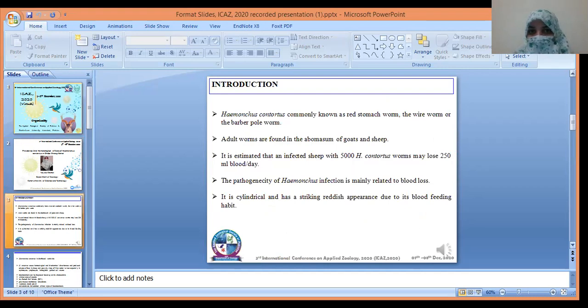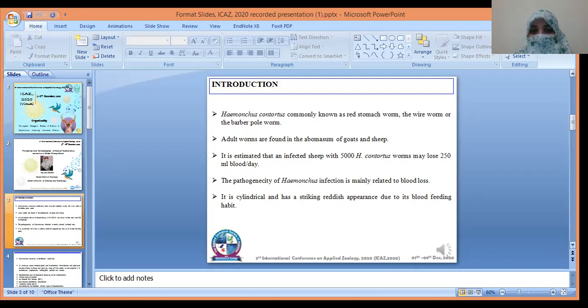Introduction of my research topic: Haemonchus contortus, commonly known as red stomach worm, wire worm or the barber pole worm. Adult worms are found in the abomasum of goat and sheep. It is estimated that a sheep infected with 5,000 Haemonchus contortus worms may lose 250 ml of blood per day.